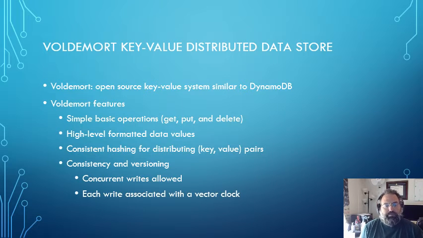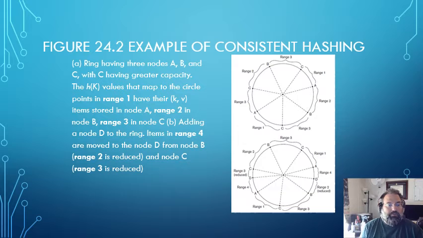Voldemort is an open source key value system similar to DynamoDB. This is something that's kind of faded from use. You're not going to find this out there in use very often. It's a simple, basic put, get, and delete, has high level formatted data values, consistent hashing for distributed pairs, consistency and versioning, concurrent writes are allowed, and each write is associated with a vector clock. Figure 24.2 is an example of a consistent hashing approach.